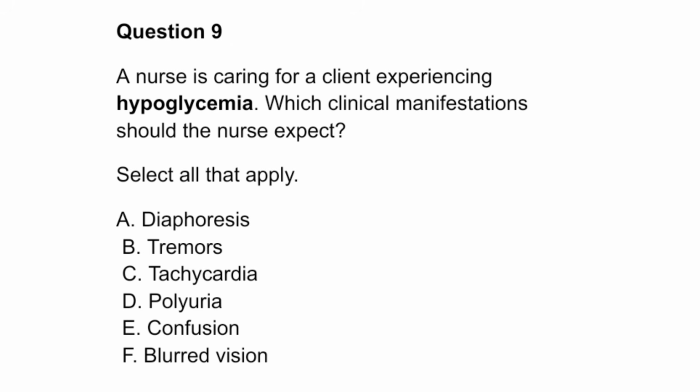Question 9. A nurse is caring for a client experiencing hypoglycemia. Which clinical manifestations should the nurse expect? Select all that apply. A. Diaphoresis. B. Tremors. C. Tachycardia. D. Polyuria. E. Confusion. F. Blurred vision.